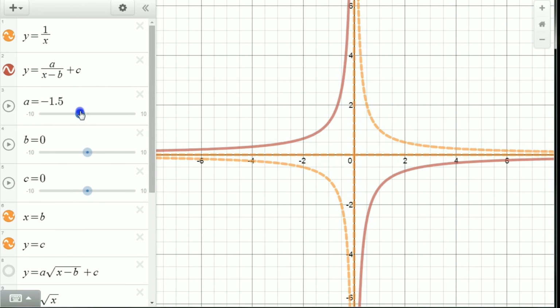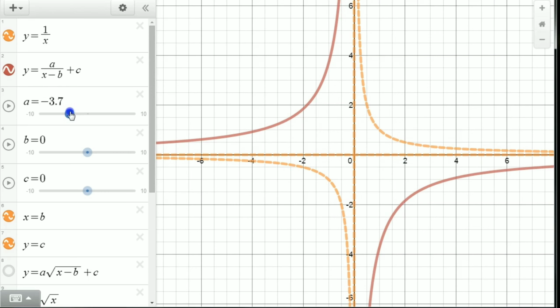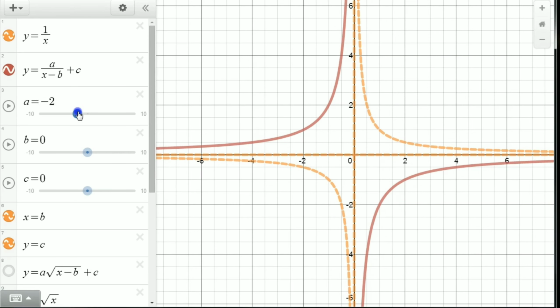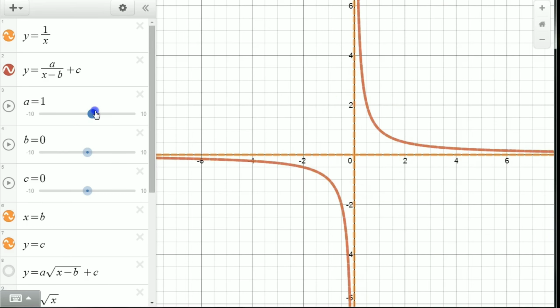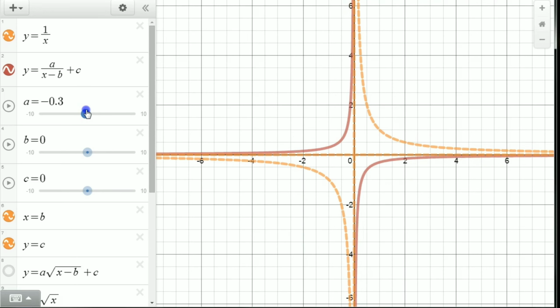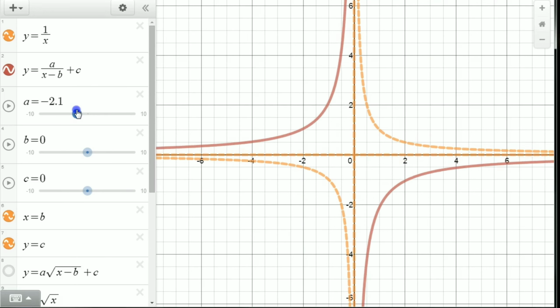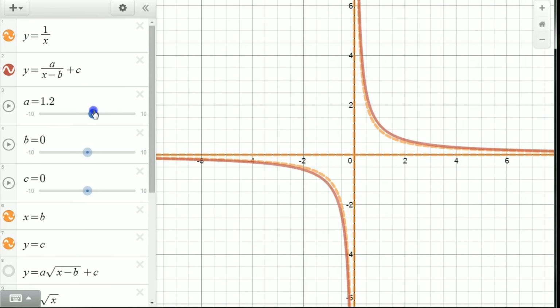What we will notice though is as a becomes negative, the graph flips upside down. It's mirrored across the x-axis. And we should also notice that changing the value of a does not change the position of our asymptotes. The asymptotes remain steady.